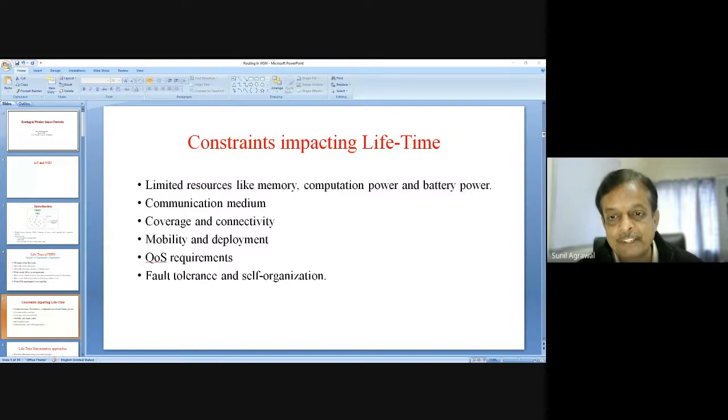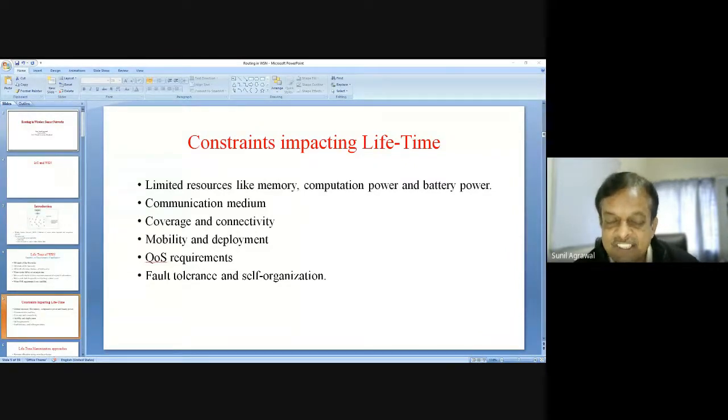Another is the communication medium. The communication medium is, we can say, not favorable at all. The wireless medium is very harsh for communication purposes. We are going to face the fading problem frequently. Because of this, the path loss exponent may be 3 or 4. Right? Or we can say very lossy. So communication from one node to another is going to consume more energy because of this wireless medium.